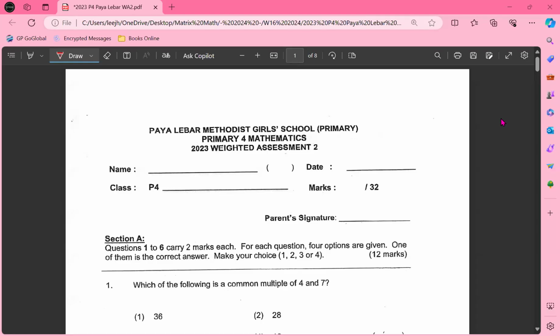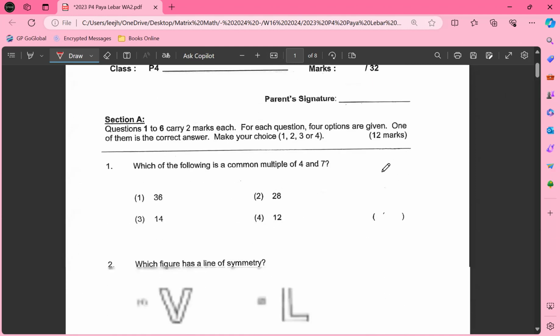P4 week 16 exam paper review. So this is from Paya Lebar Methodist Girls School 2023 weighted assessment 2. So I'm just going to write here P4 week 16, 2024, so that you know that is for which week. Okay. So I'm going to move to the first question.